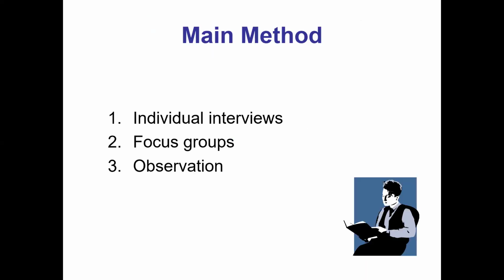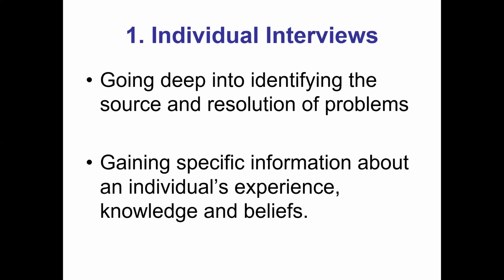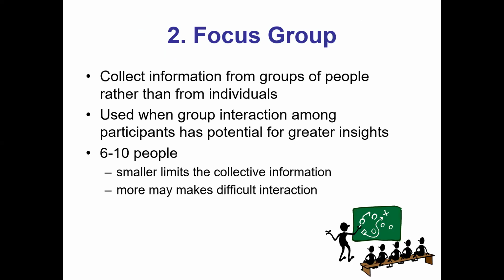The main methods you have to think about are individual, focus group, and observations. In individual qualitative research, you go deep to identify the source and resolution of problems, gaining specific information about individuals' experience, knowledge and beliefs. Second, in a focus group, you collect information from a group of people rather than from individuals. It is used when group interaction among participants has potential for greater insights.